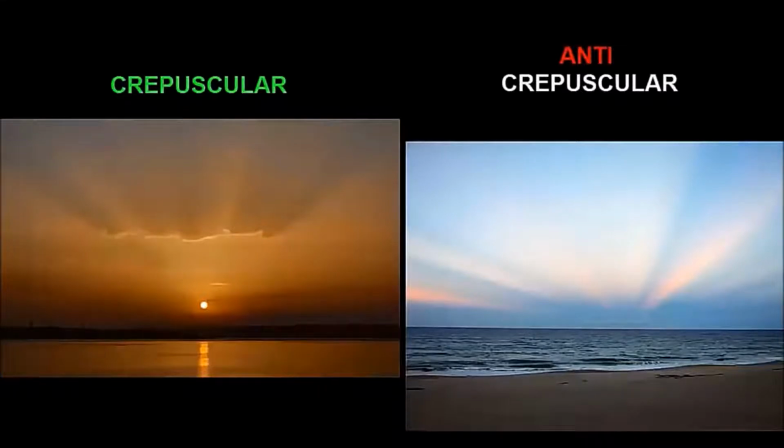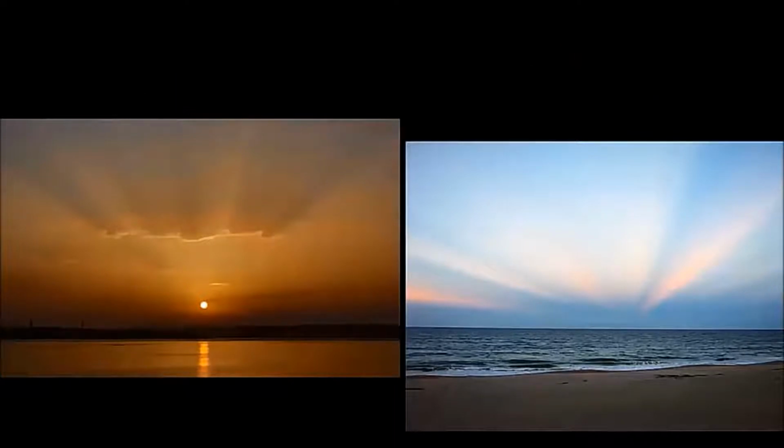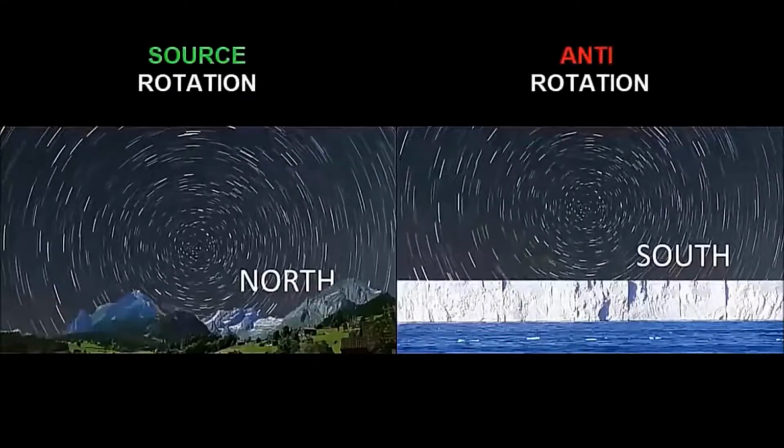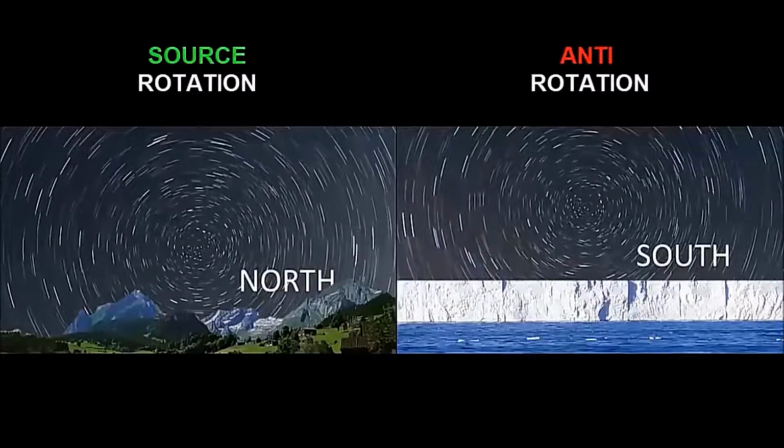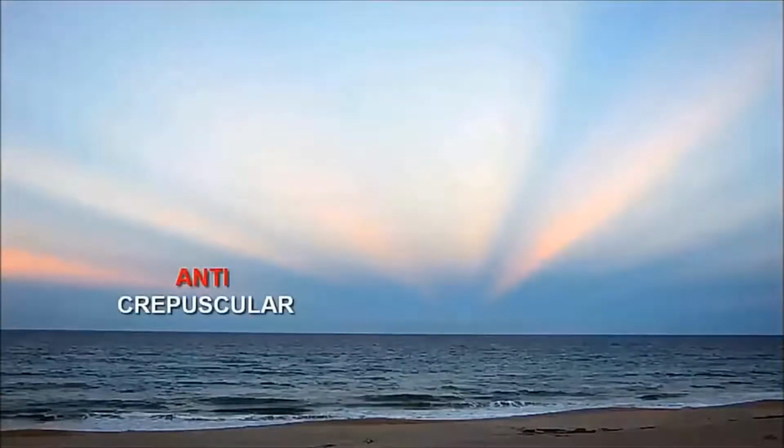They converge on the opposite horizon to a point, much like when they come from the sun. They diverge out and then they converge on the opposite horizon. Well, the southern celestial rotation is nothing but an anti-rotation of the northern celestial rotation, in the same way that the anti-crepuscular rays appear as though they're coming from a sun on the other horizon.